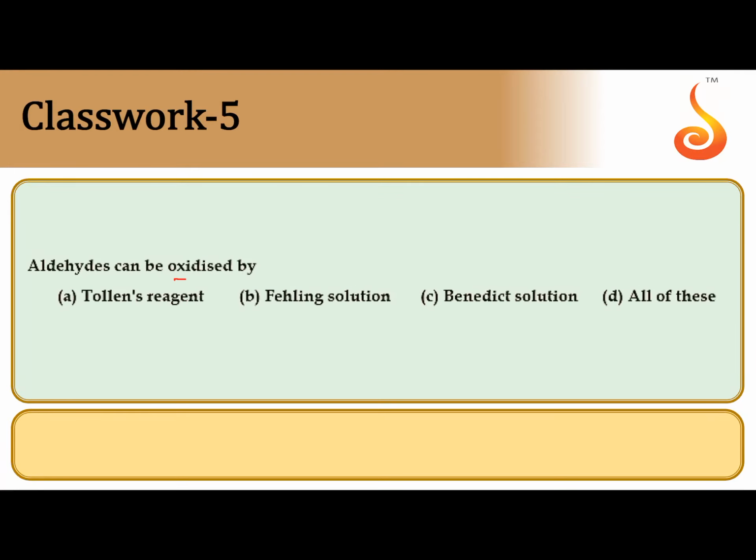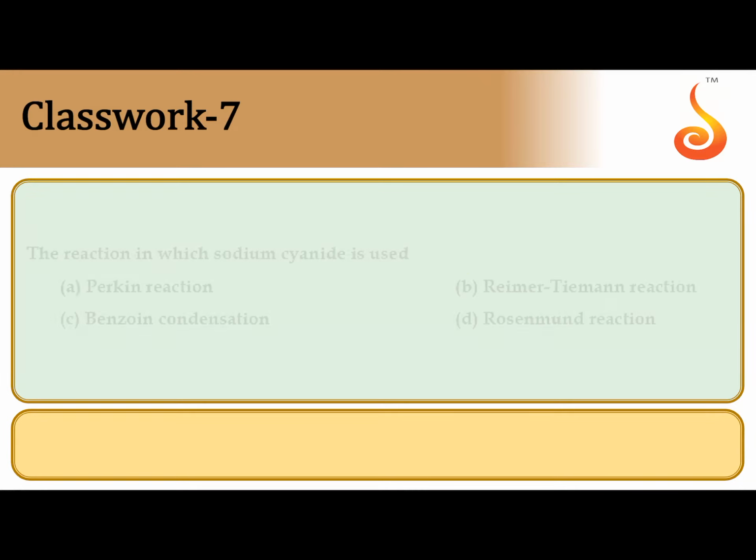Aldehydes can be oxidized by. Aldehydes are oxidized by Tollens reagent to give carboxylic acids, and also by Fehling's solution as well as Benedict's solution. These are all used to distinguish aldehydes and ketones. These three can oxidize the aldehydes to the corresponding carboxylic acids. Ketones are not oxidized by any one of these three. So the correct answer here is D.